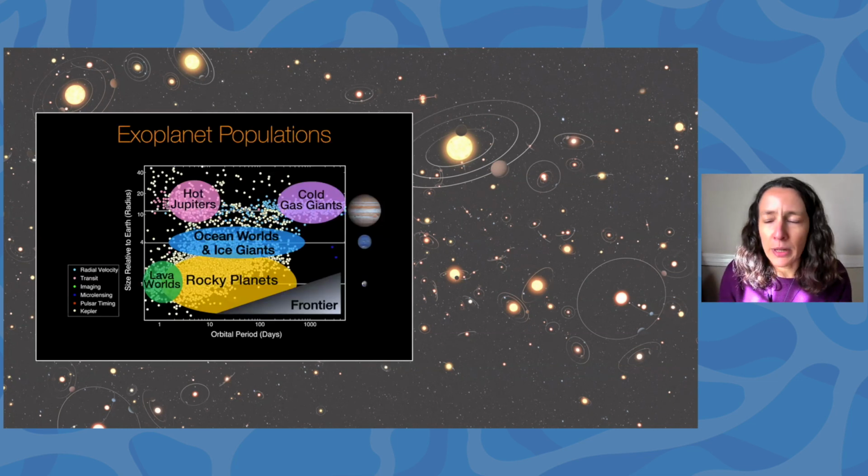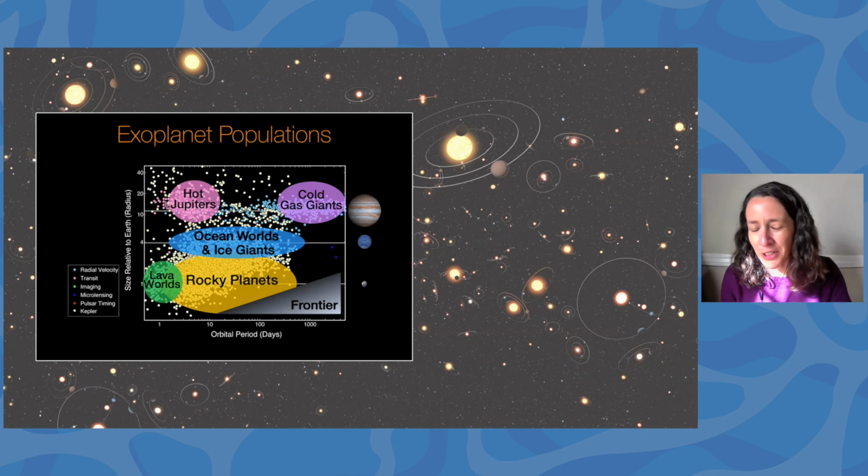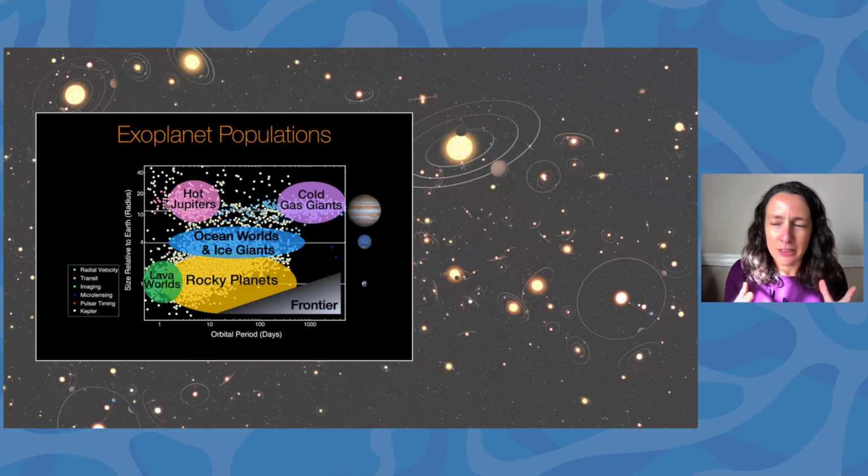In this figure, we're showing a population of planets that has been discovered over the last 20 years. And in fact, this figure, I'll admit, is a little bit out of date, but it still shows you the different kinds of populations of planets that we have discovered around other stars, many of which we don't have examples of in our own solar system.